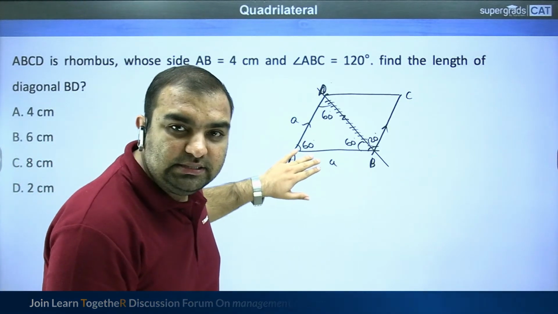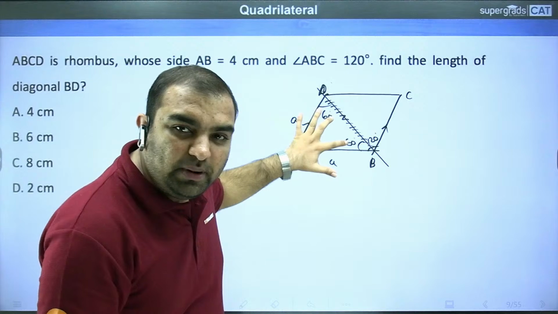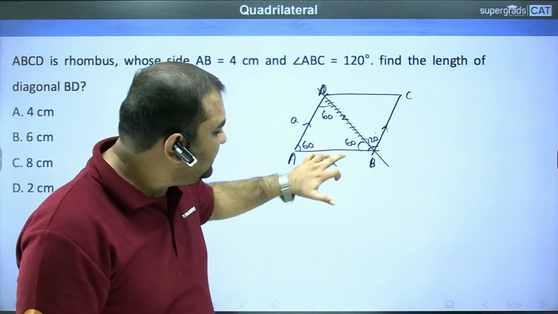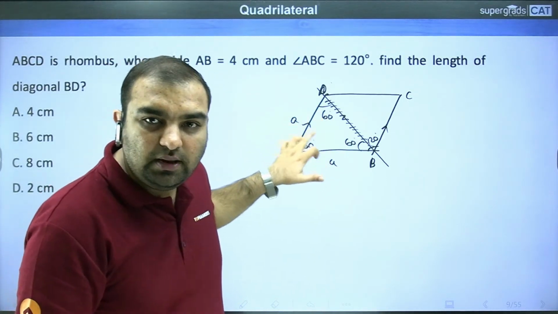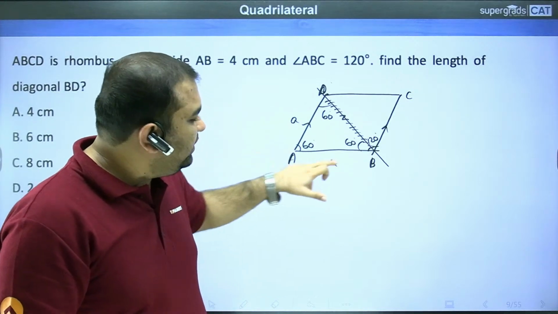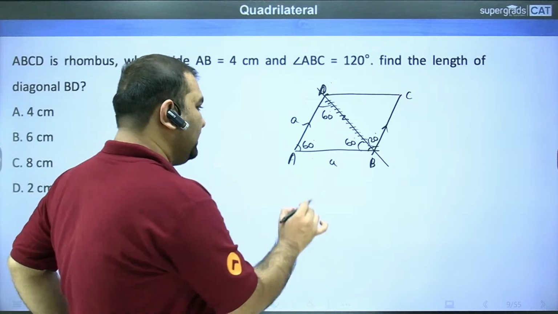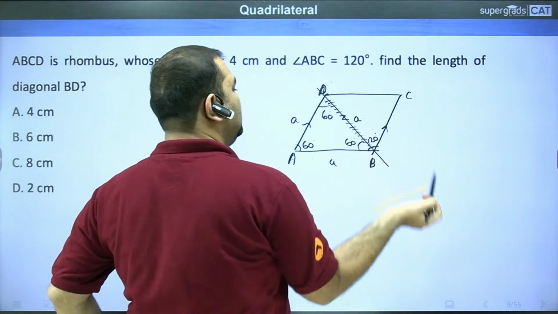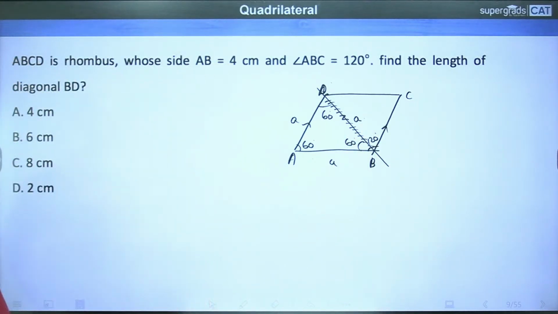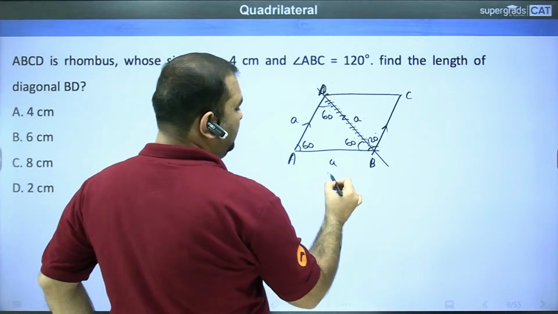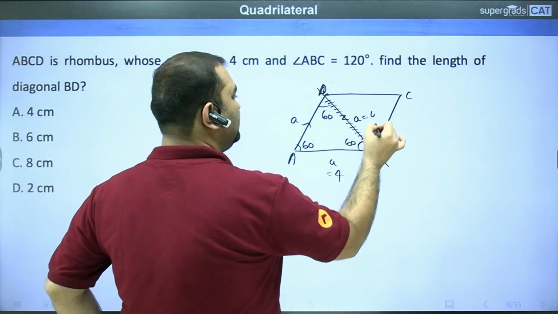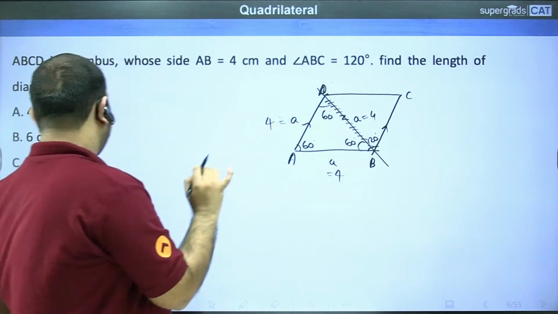बाय द प्रॉपर्टी ऑफ आइसोसेलेन, ए के सामने वाला बोथ एंगल शुड बी इक्वल. नाउ इज इट अ फॉर्मेशन ऑफ इक्विलेटरल ट्राइंगल? अगर ये इक्विलेटरल ट्राइंगल है, तो दिस इज ऑल्सो ए, और ए भी हमको 4 बताया गया है. सो इफ दिस इज 4, दिस इज ऑल्सो 4, दिस इज ऑल्सो 4. आंसर इज 4.